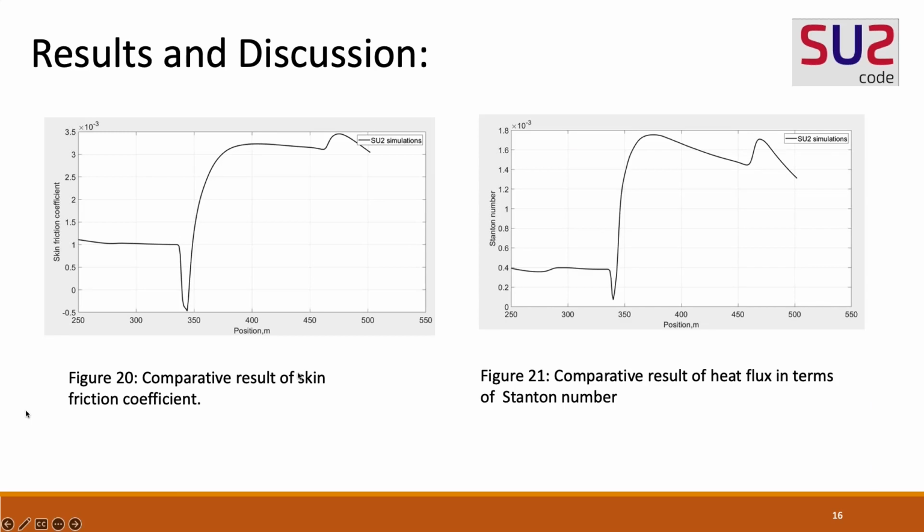Going into the graph of skin friction and Stanton number, we see that both show similar flow physics, and the value of the Stanton number is 1.8 times 10 to the power minus 3, whereas the value of skin friction is 3.5 times 10 to the power minus 3. Thus, the Stanton number is exactly half of the skin friction coefficient obtained, indicating that the Reynolds analogy is satisfied and there is no non-equilibrium interaction seen in the case of 6 degrees.